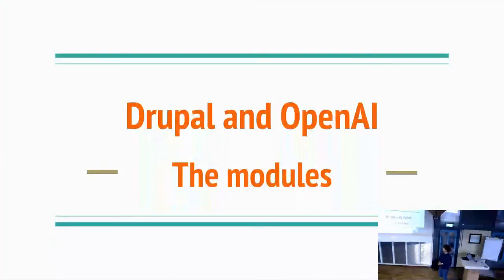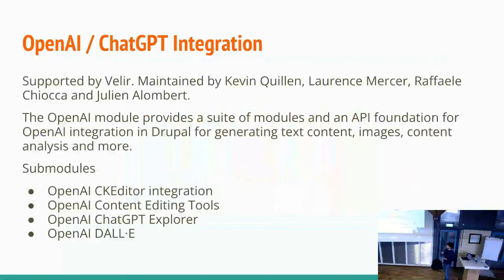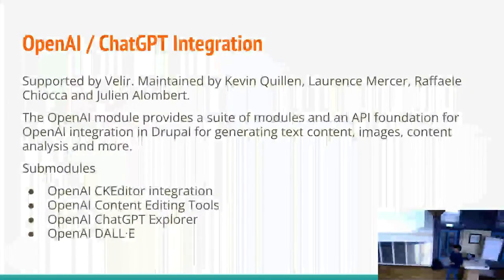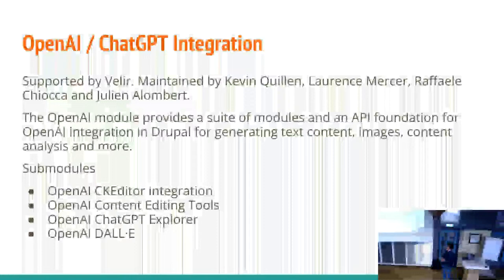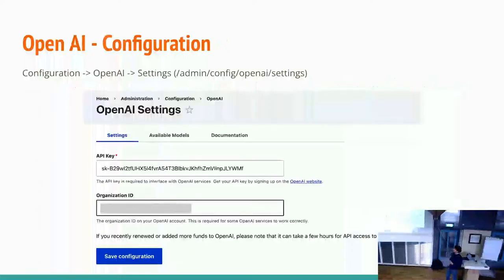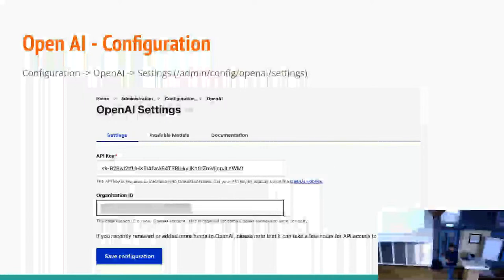So, what modules do we have available at the moment in Drupal, as we're going to see today. We're going to see the OpenAI ChatGPT integration, which is a base module where you can add your configuration with OpenAI, so your ID and your organization ID. And after that, there is a suite of modules. We add the API key and the organization ID. And now we are set. We can start installing these modules.